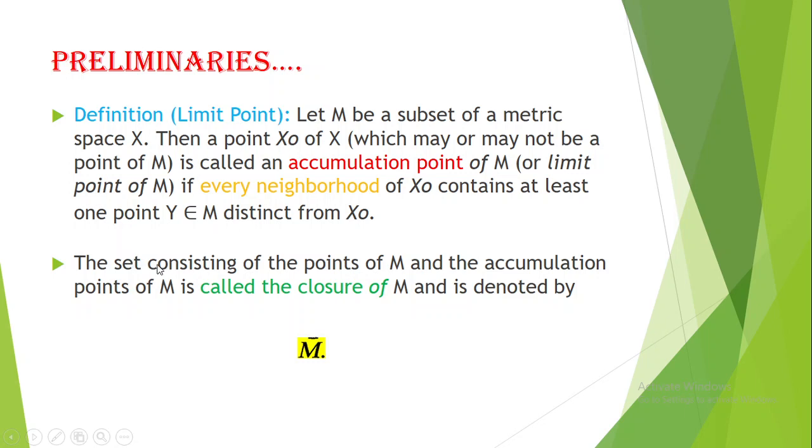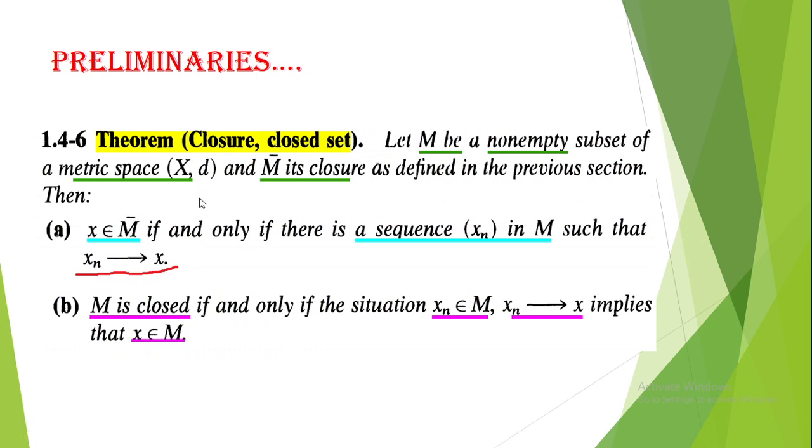Now, the set consisting of the points of M and the accumulation points of M is called the closure of M, and it is denoted by M bar. This concept is necessary because we will use it in the main topic: what is the closure and the closed set. So we denote the closure by this notation. Now we have the closure.